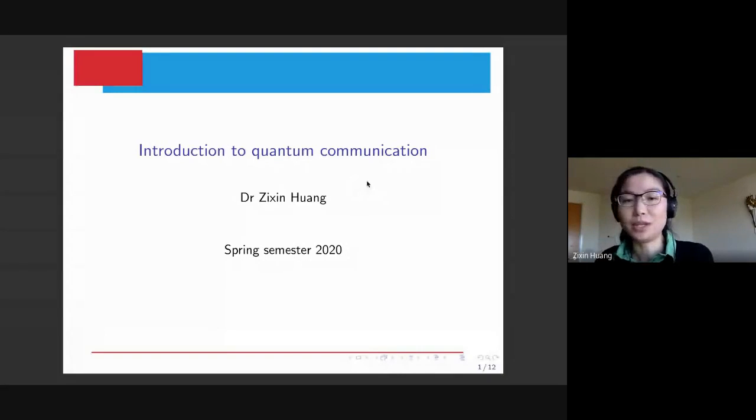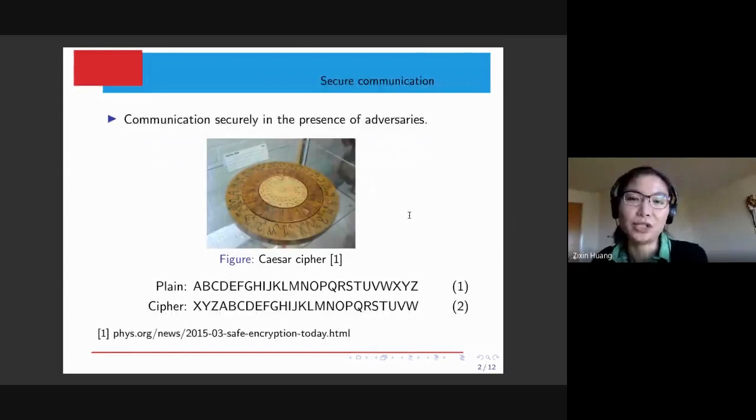Okay, so welcome to the last part of PHY119, and we are talking about quantum communication. Whenever we talk about communication, we are talking about the secure transfer of information from one party to another. And whenever we need to do that, we use some sort of cryptography. And cryptography dates back to the ancient Romans or the ancient Chinese.